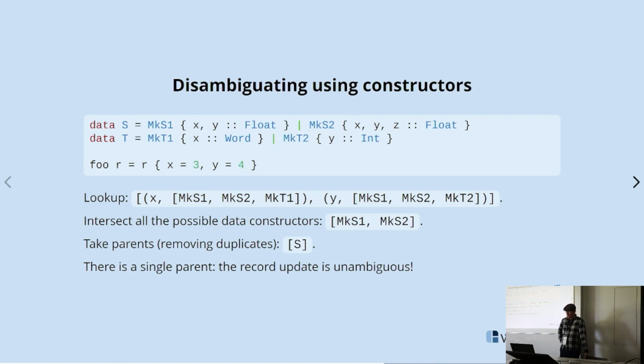Right. I should have said, sorry, that we're relying on having duplicate record fields, because if we don't have duplicate record fields, then we can't give the same field name to different data types. So this is how to do disambiguation when we've got duplicate record fields. Otherwise, X is only ever allowed to refer to one thing, and then there's nothing to do.